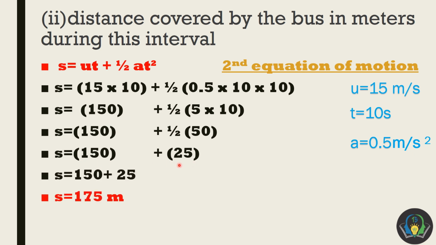175 meters. So this is the distance traveled by the object during the interval that was suggested. I hope this kind of numericals are pretty easy and clear. You can use the second or third equation for finding s depending on the availability of the data.